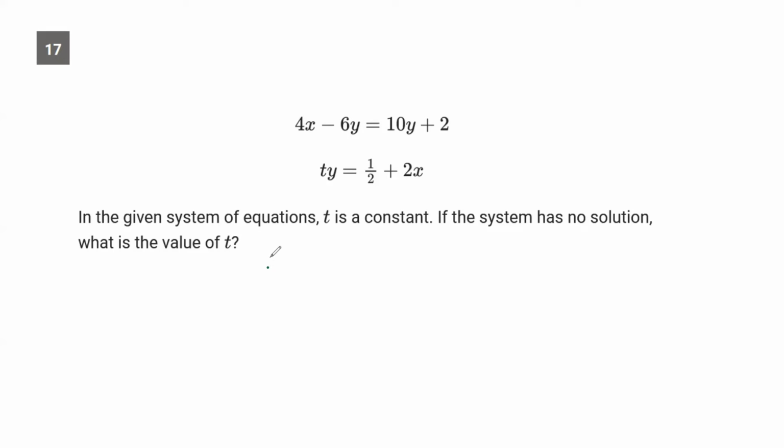So you have 4x minus 6y equals 10y plus 2. In the given system of equations, t is a constant. The system has no solution. What is the value of t? So no solution, that means parallel.